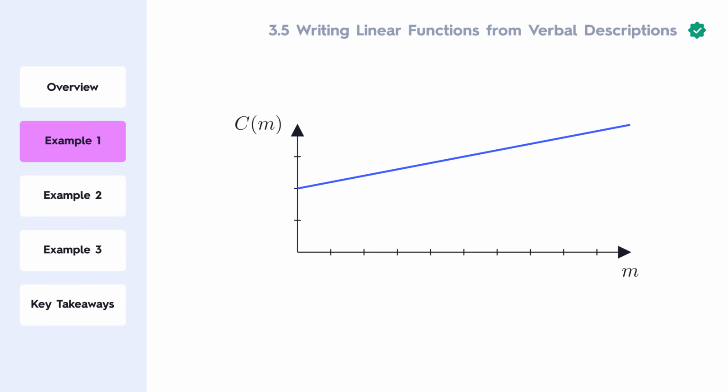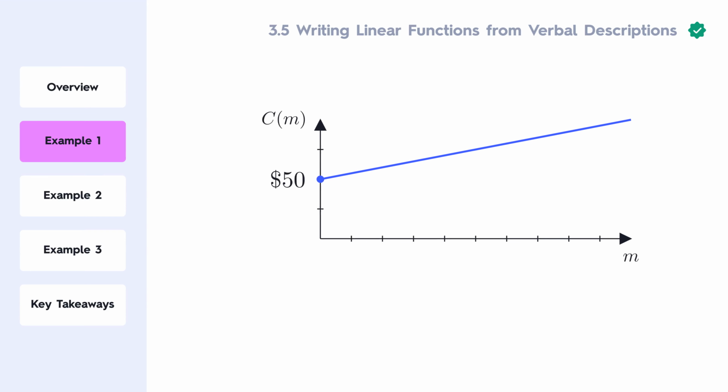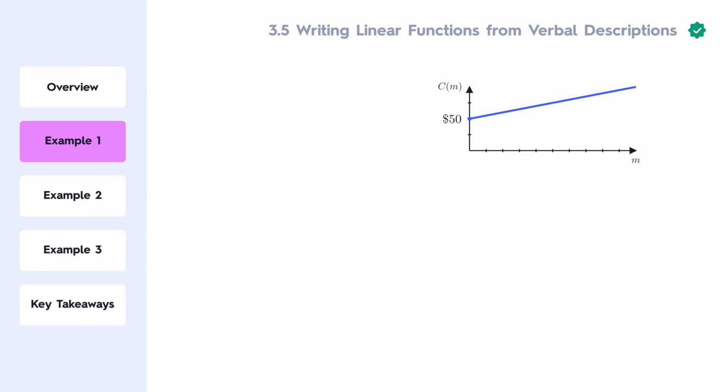Now, what did you pay initially when you signed up? That's the one-time sign-up fee of $50. This is our y-intercept, because it's the cost when m is equal to 0. Now, we can put everything together into the equation for the total cost. The general form of a linear function is C of m equals the slope times m plus the y-intercept. Substitute the slope and the y-intercept into the equation for C of m.